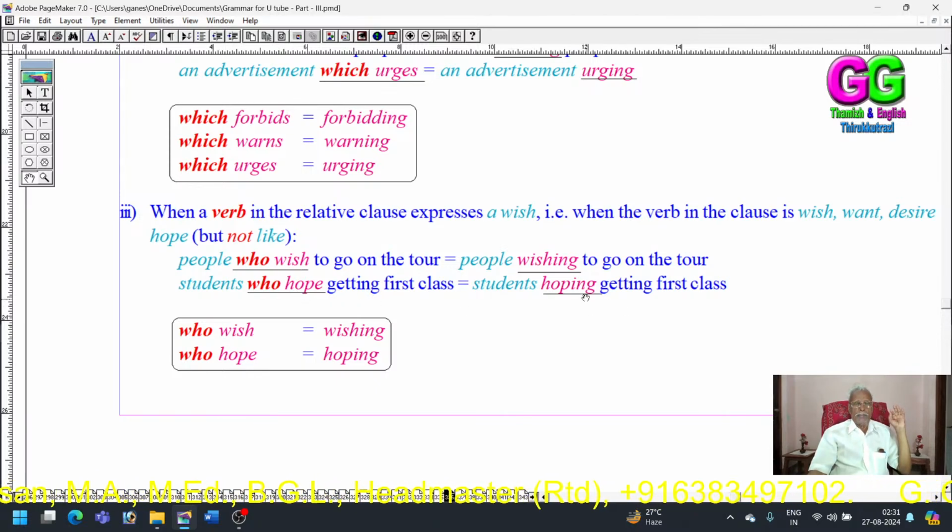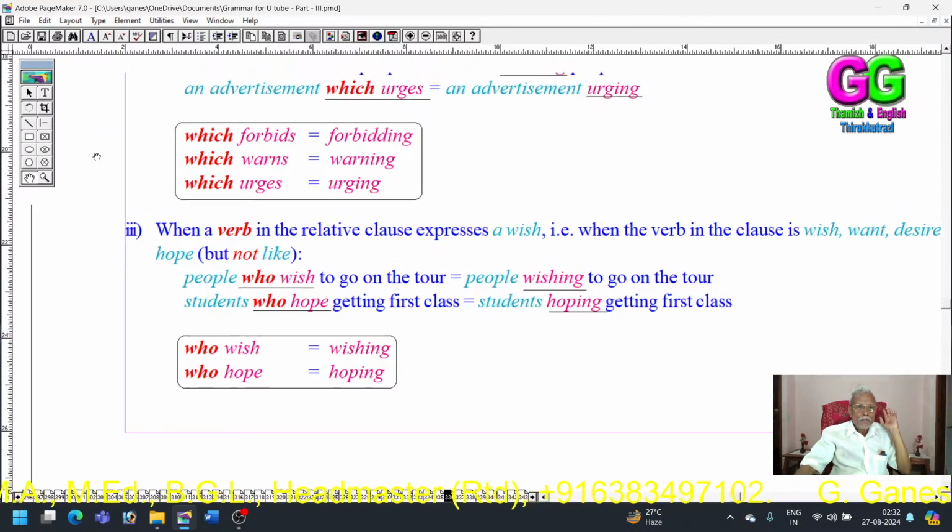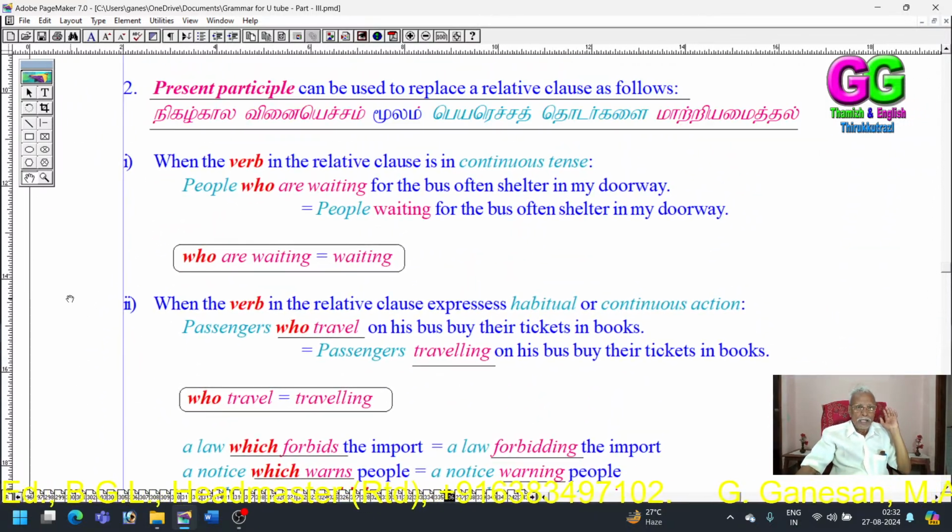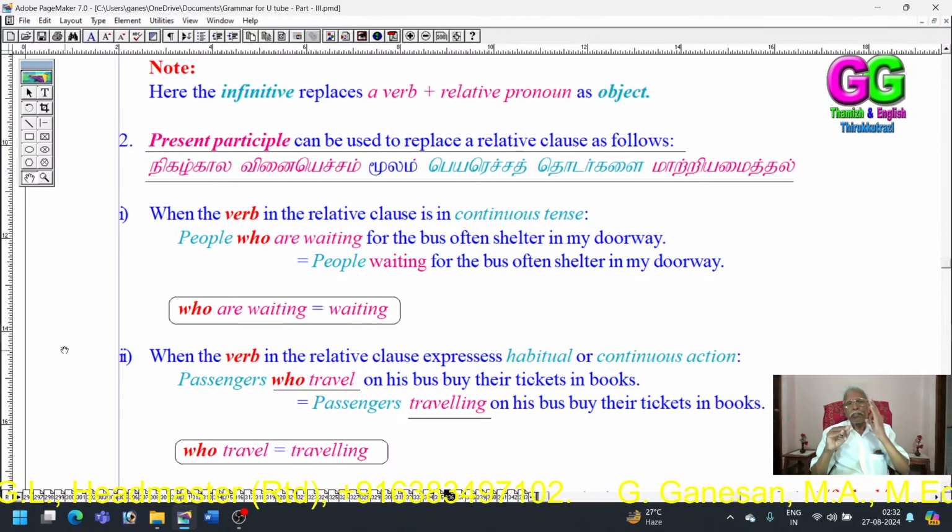Who hope, hoping. That is, who wish, wishing. That is, when a word to represent a wish is used, that relative clause can be reduced, can be replaced by its present participle. So, my dear students, where can we use the present participle?